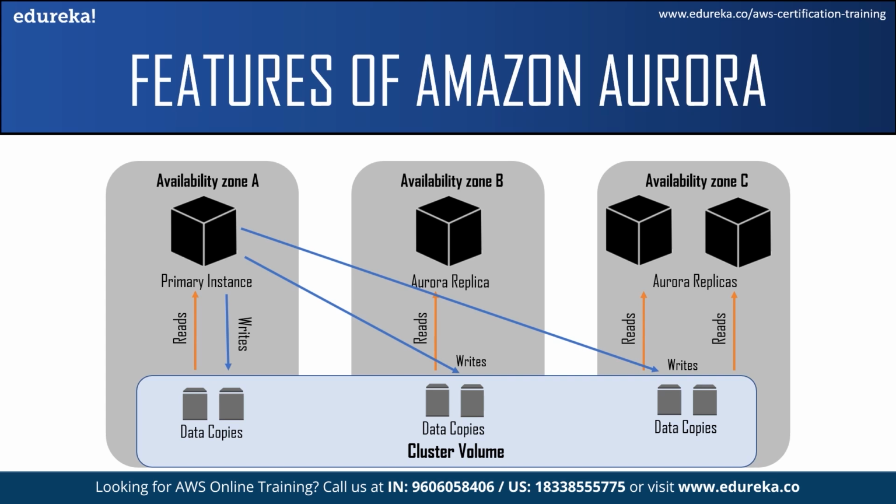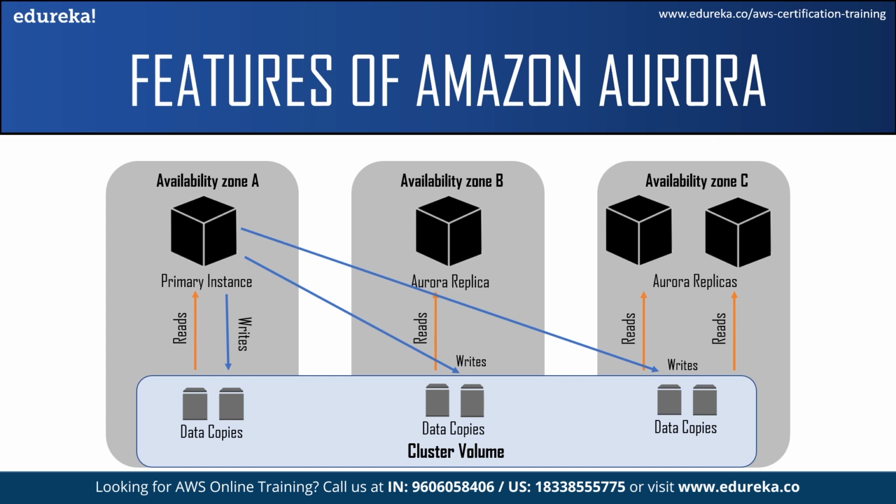Now there are two types of DB instances that make up an Aurora DB cluster. First, we have the primary DB instance, which supports read and write operations and performs all the data modifications to the cluster volume. Each Aurora DB cluster has one primary DB instance. In the diagram, availability zone A has the primary DB instance.